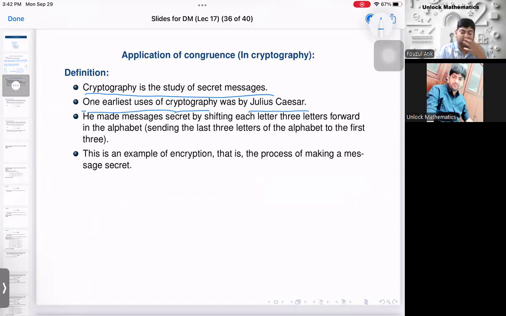Now see, we have done for 1 letter forward, 3 letter, 10 letter forward. So Julius Caesar first started these things, and he started forwarding the letter by 3 numbers, right? 3 letters he forwarded, and sending the last 3 letters of the alphabet to the first three. Yes, so X, Y, Z will be replaced by A, B, and C. That's what he has done. So this is an example of encryption, and this is the process of making a message secret, right?